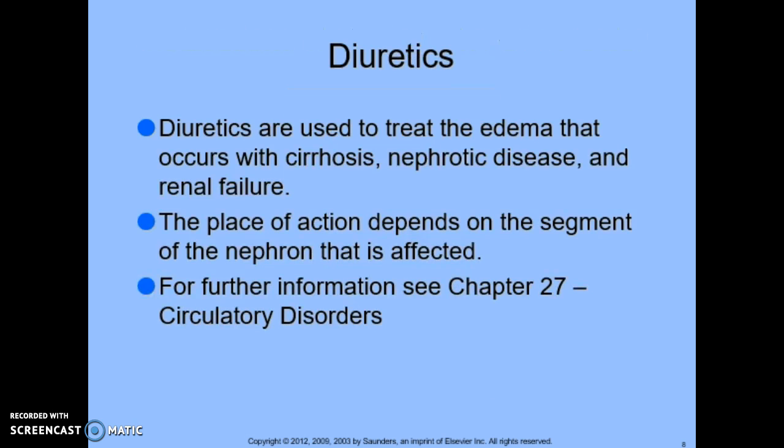Diuretics are used to treat the edema that occurs with cirrhosis, nephrotic disease, and renal failure. The place of action depends on the segment of the nephron that is affected. For further information on diuretics, we also saw this information in the circulatory system chapter. Diuretics modify kidney function for increased diuresis. Diuresis is the loss of water in the body, which means sodium, potassium, and chloride are also lost. Diuretics are among the most widely used of all drugs.